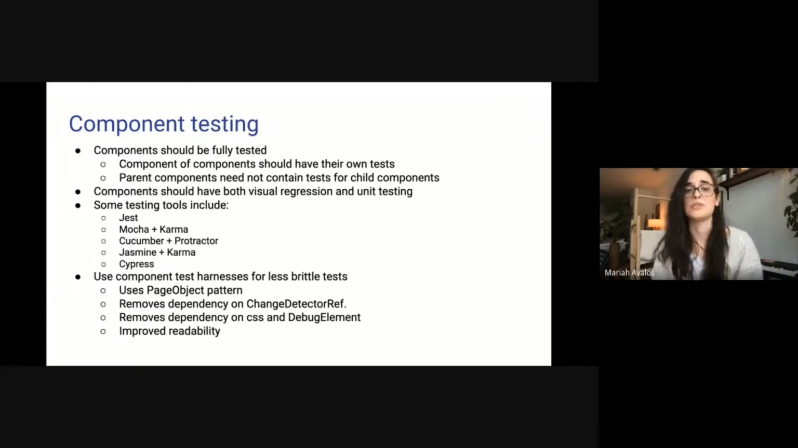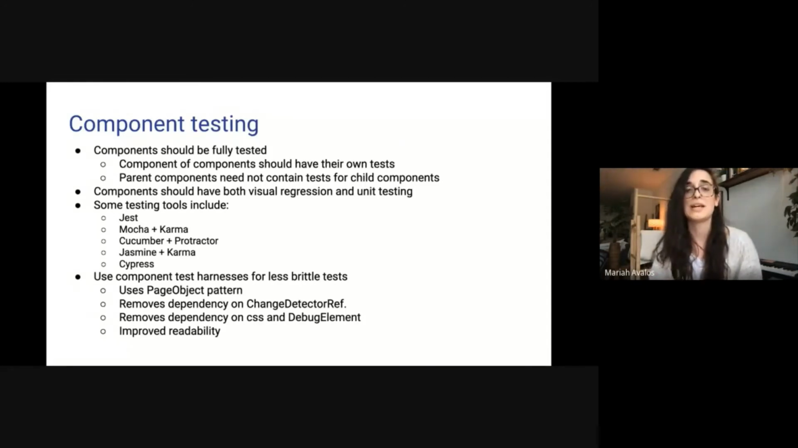Some of the things we can use for that are Mocha and Karma, Cucumber and Protractor, Jasmine and Karma, I think, which is what's pre-filled with Angular when you make a new app. Or you could use Cypress. Usually I see that people use multiple, so Jest and Cypress or Jasmine and Karma and Cypress. You kind of use them both. And component test harnesses are optional, but it's something that comes in with the CDK. It's pretty great. Makes the test a little bit less brittle.